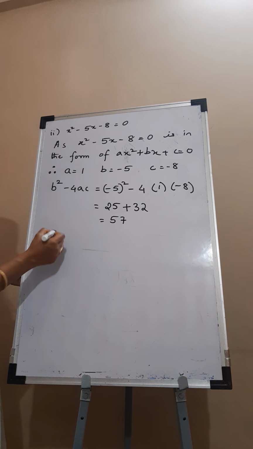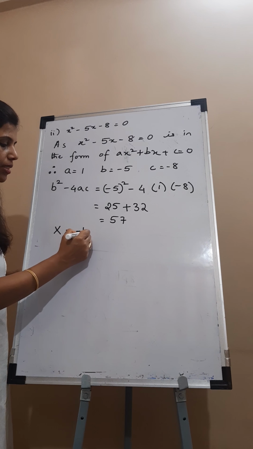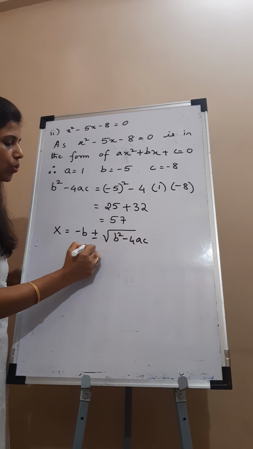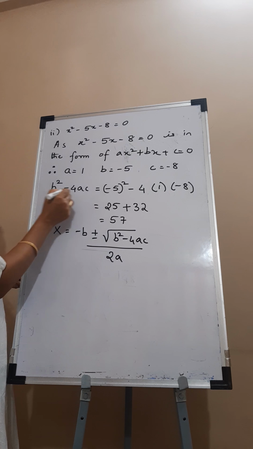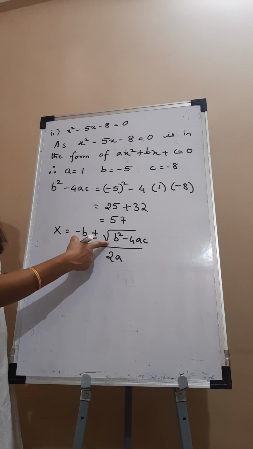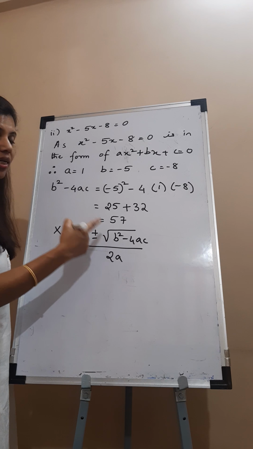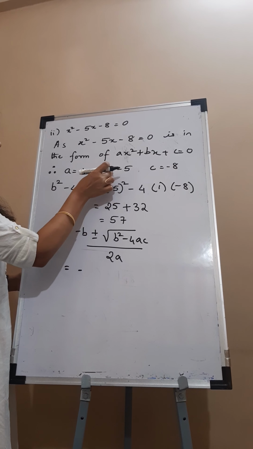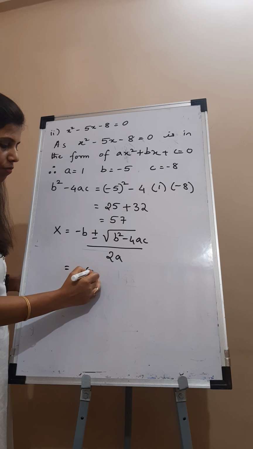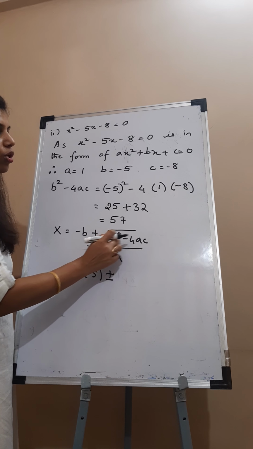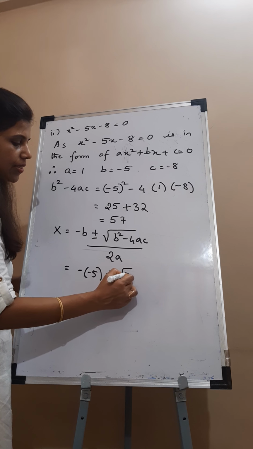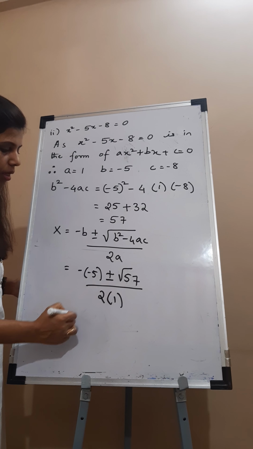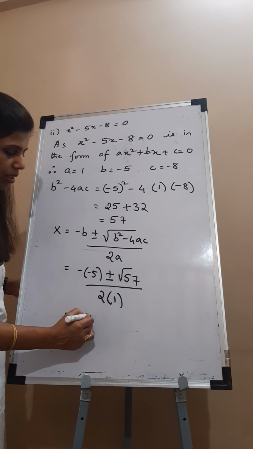Now you have to use the final formula. x is equal to minus b plus minus root of b square minus 4ac upon 2a. Whatever value you have got for b square minus 4ac, you have to put it inside the root. Don't forget the root sign. Many students make this mistake. So the minus sign will remain. You have to only substitute the value of b, that is minus 5, plus minus root of b square minus 4ac, which becomes root 57, upon 2 into a, which is 1. Minus into minus is plus, so 5 plus minus.